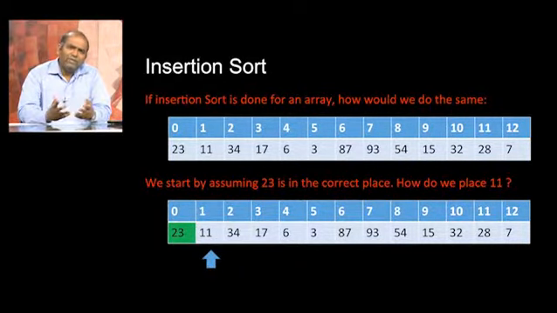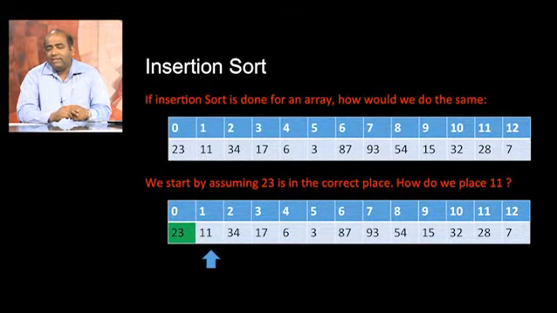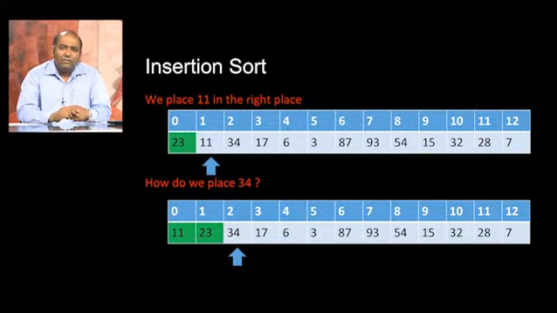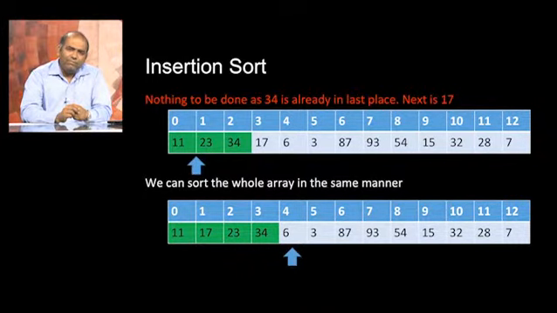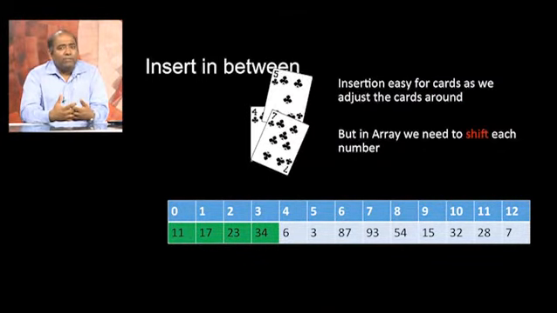If this has to be done for an array, how will we do it? We will use this array which has 30 numbers to walk through insertion sort. We start by assuming the first number, that is 23, to be in the right place. Now, we place 11 in the correct place. 34, you will notice, is already in the right place. Next, we need to place 17, and we place 17 between 11 and 23. We can continue to do the same for all numbers.